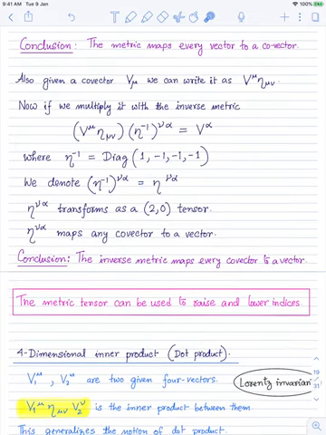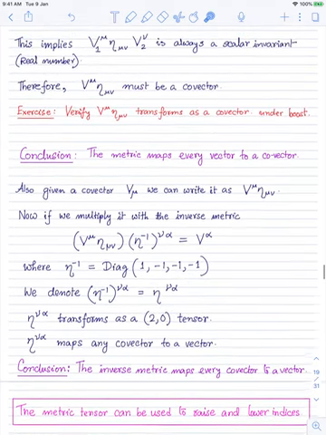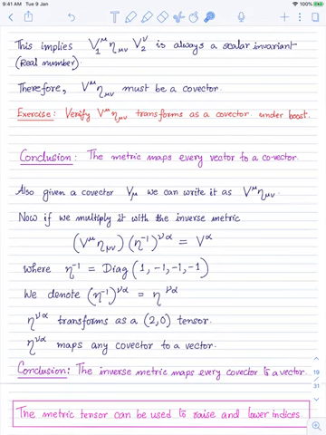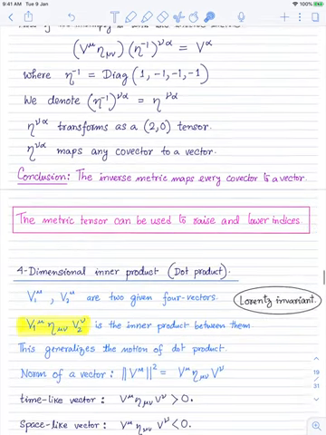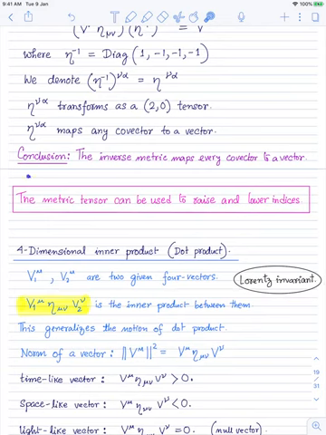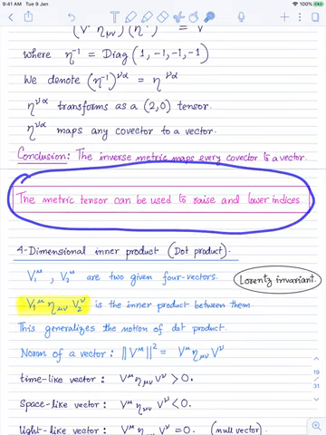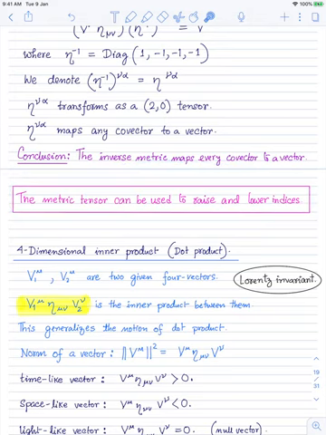As far as this Minkowski space and this metric are concerned, essentially they are the same. But I'm making a distinction between the metric and the metric inverse. The metric maps vectors to covectors, and the inverse metric maps covectors to vectors. So the metric can be used to raise and lower indices. Given a vector, you can find a covector by multiplying with the metric, and similarly vice versa.